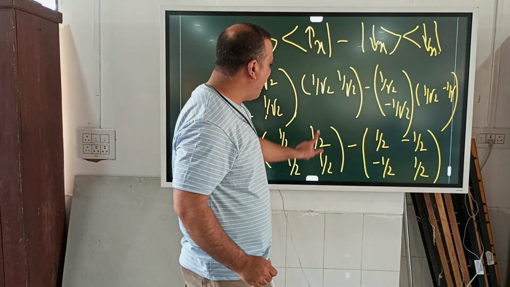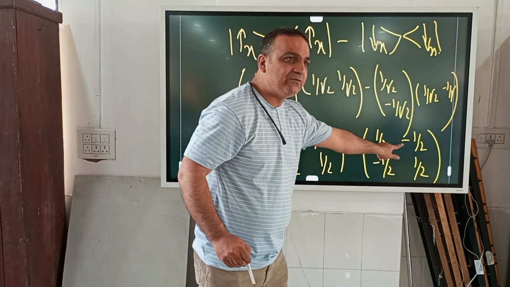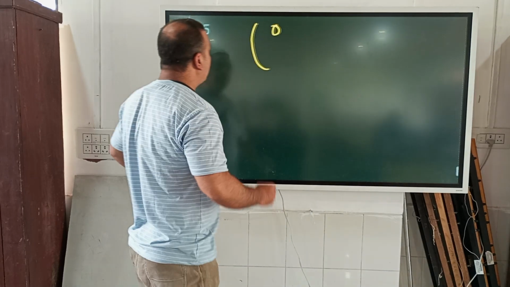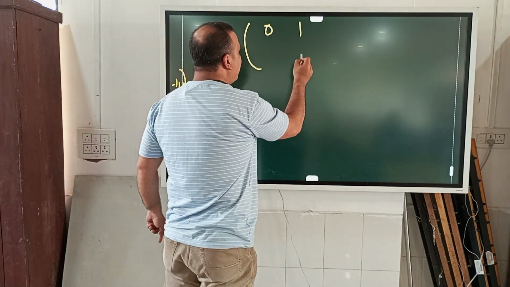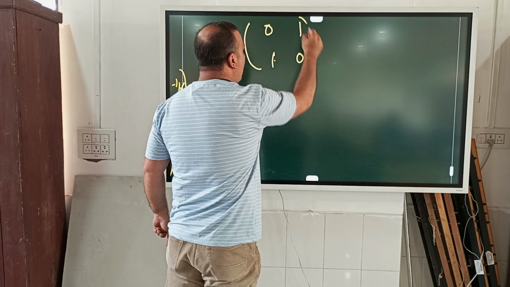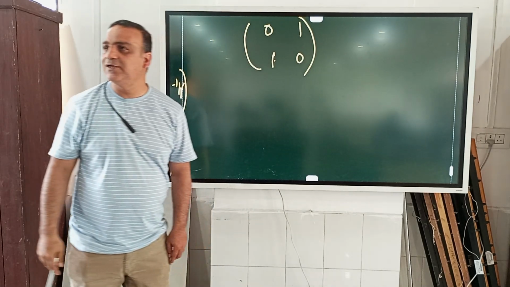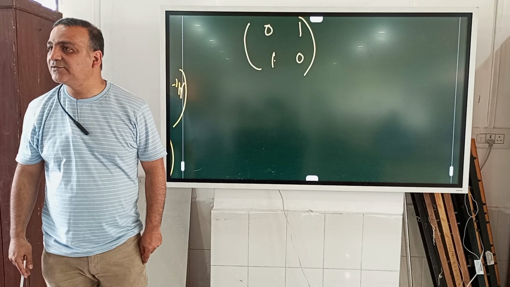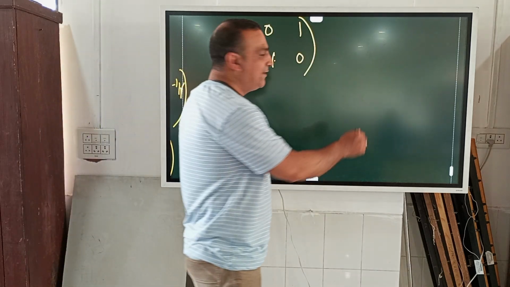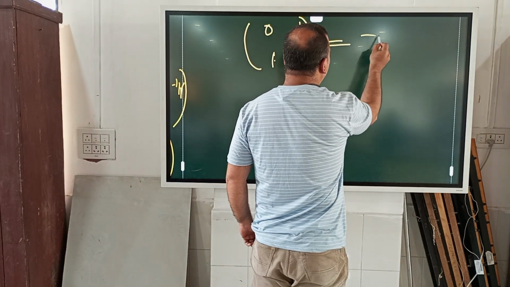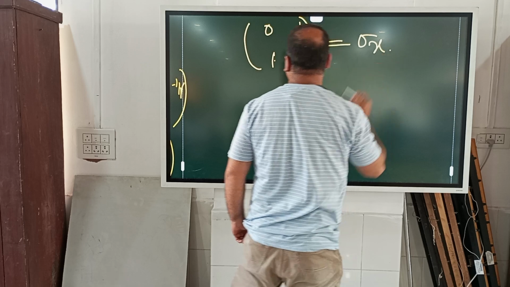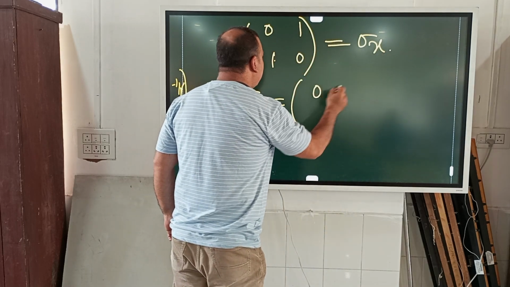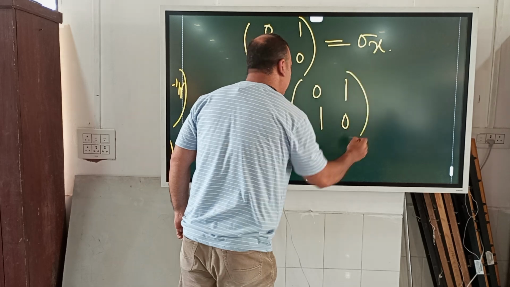Then 1 by 2 minus a minus becomes plus, so this will give me 1. So here you will have 1, here you will have 0, here you will have 1. What is it? It is sigma x. This is your component of the Pauli matrix, sigma x. So sigma x is 0, 1, 1, and 0.